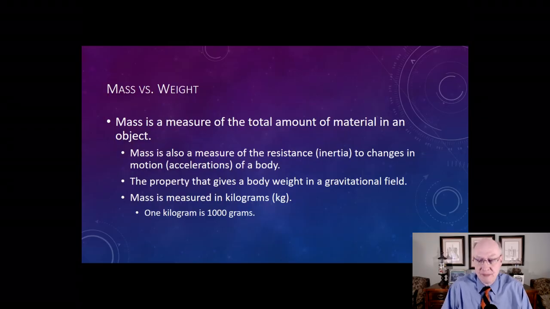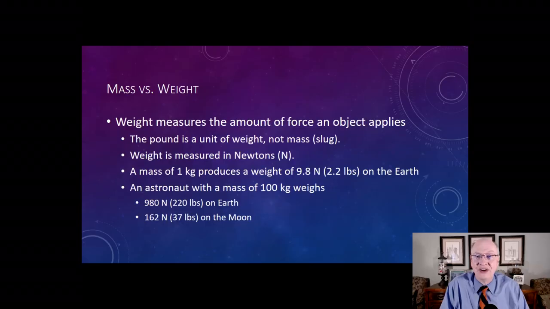So that's mass. Weight, on the other hand, is slightly different. In our everyday lives here on the surface of the Earth, we use mass and weight interchangeably. But in physics, we're careful to differentiate the two. Mass is a measure of the amount of material in a body. Weight is the amount of force that the body applies. And typically, when we talk about that force, we're talking about the force of gravity here on the surface of the Earth. For example, the mass of my body is a certain number of kilograms, but the force of gravity pulling me down exerts a force on the surface of the Earth, and that force is my weight.